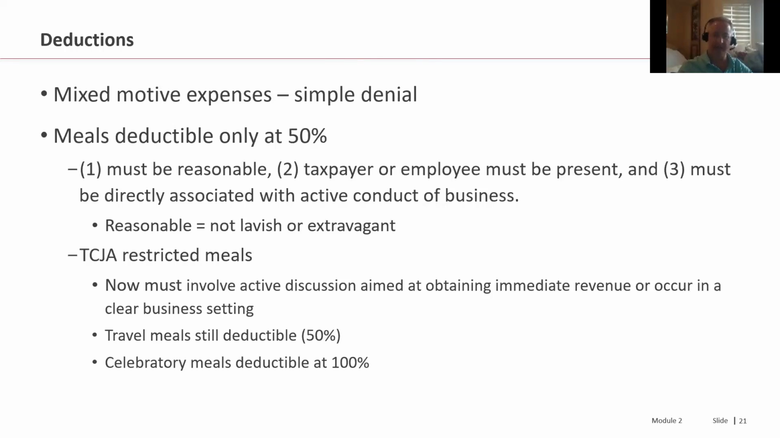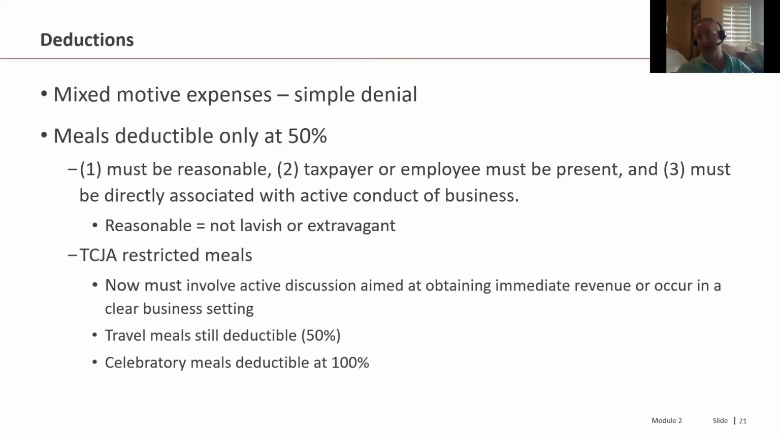However, the new tax law restricted the deduction for meals. It must now involve an active discussion aimed at obtaining immediate revenue or be in a clear business setting. So what that means is it's no longer enough to have a meeting, then go to lunch. You must have an active business conversation at the lunch.